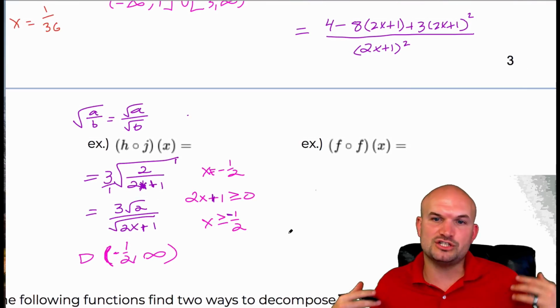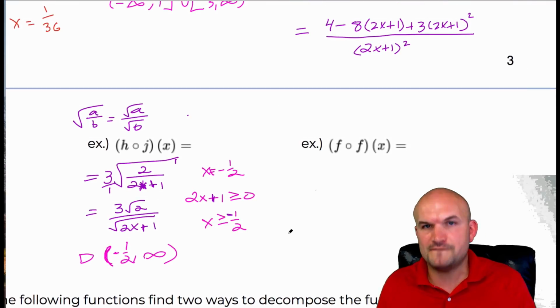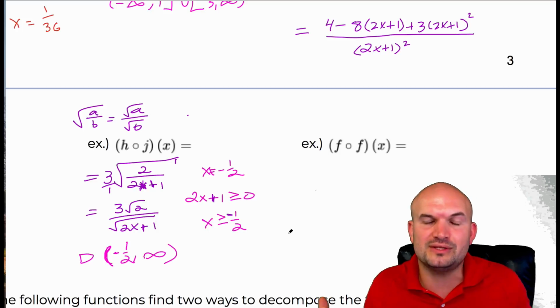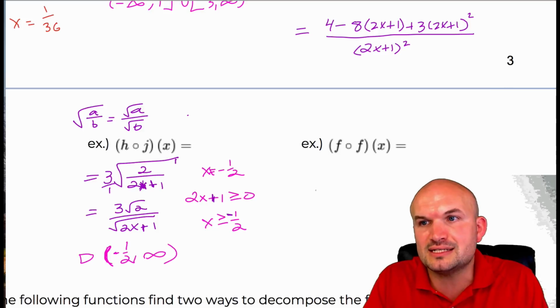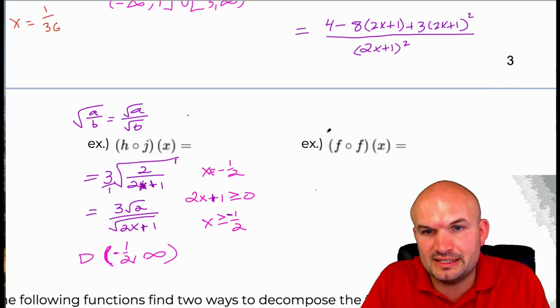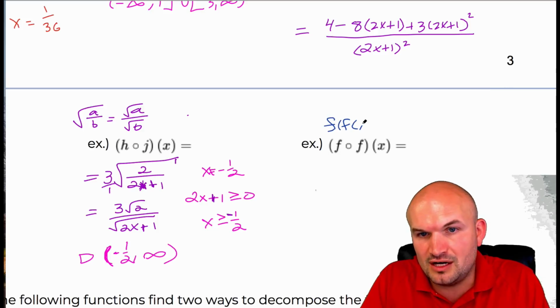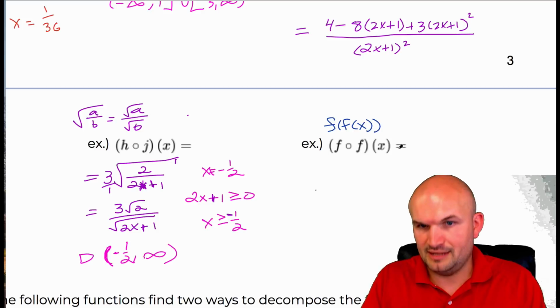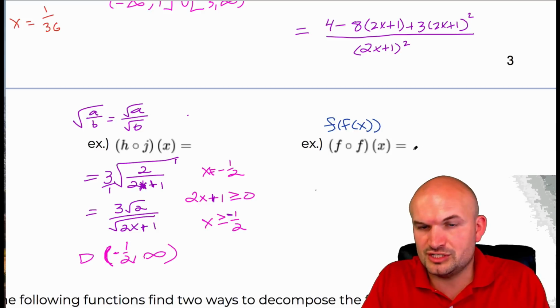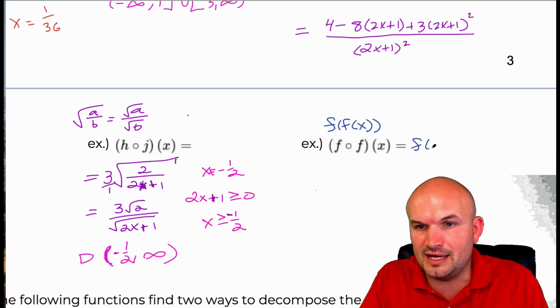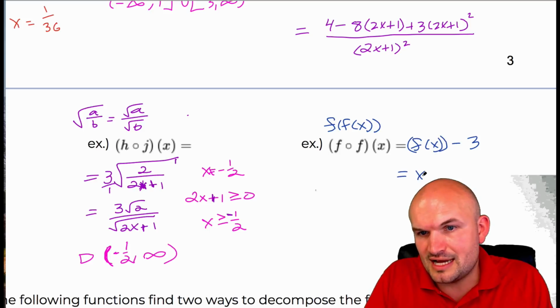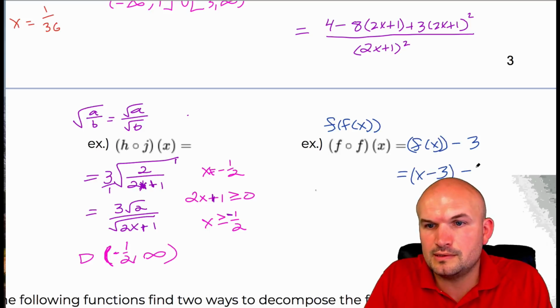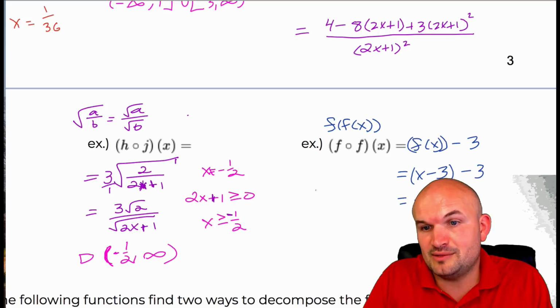Here is a function evaluated into another function. And it kind of looks funny, but if you just really sit down and follow the same process. What does this mean? This means f of f of x. So you're going to take your f of x, which is x minus 3, and you're going to plug in f of x. All right, so what does f of x equal? F of x equals x minus 3. Okay, so we don't really need the parentheses.